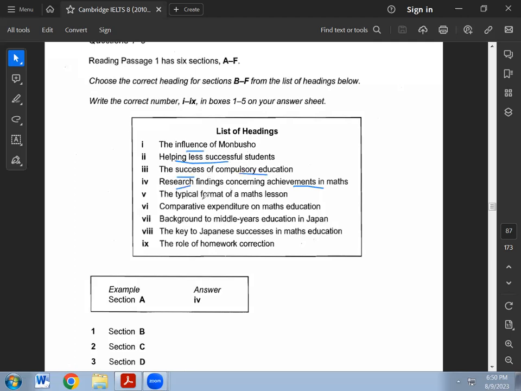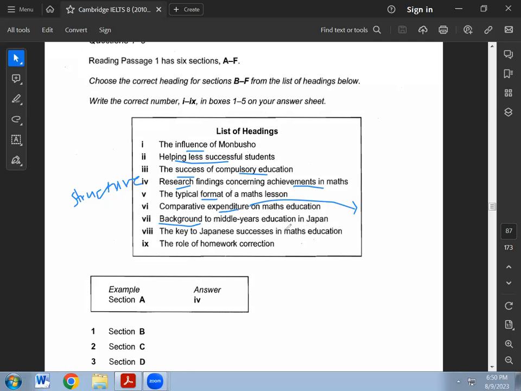Typical format of maths lesson. So what's the meaning of format? Format means structure, and it means pattern. Okay, so you're just writing the meaning, same like you're writing word to word meaning of the question in your book. So comparative expenditure. With expenditure, you can write here the meaning: budget, cost, expense, amount. Okay, next is background. Background means what? Detail, the information, the detailed information.